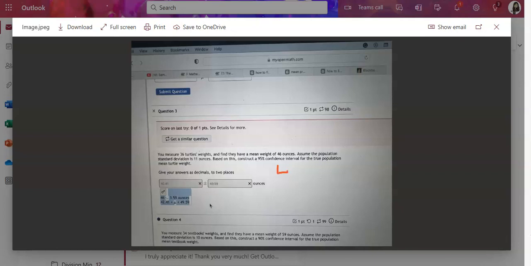So now we're going to have 46 plus and minus, and what I get from my calculator is 3.59326.